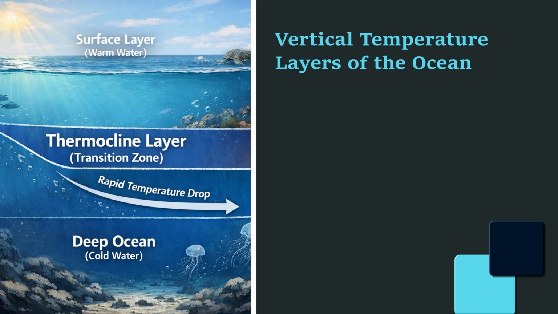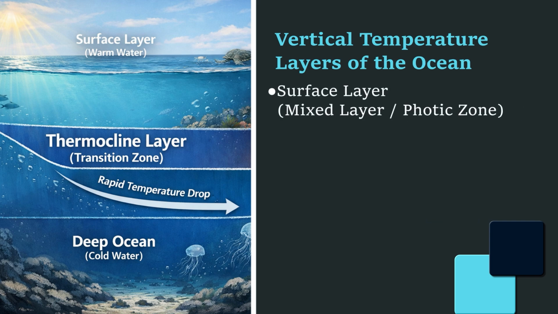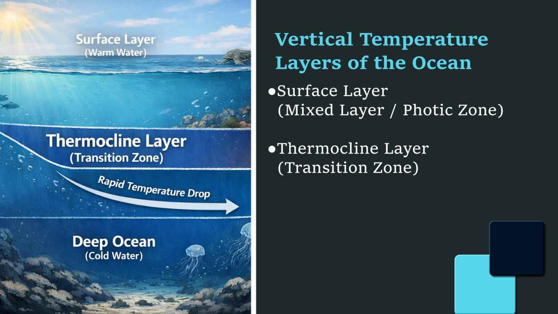Now coming on to the vertical temperature layers of the oceans, we have the surface layer, which is the mixed layer or called the photic zone, where the sunlight can reach. The thermocline layer is the transitional zone, and the deep layer is the aphotic zone where the sunlight does not reach.